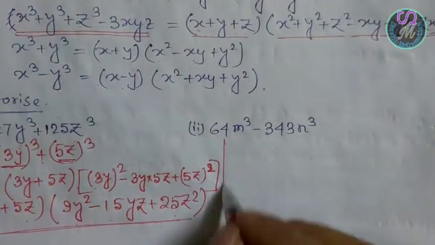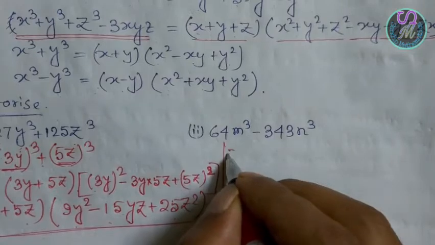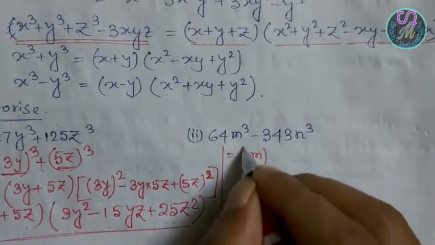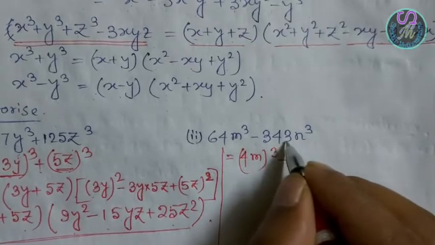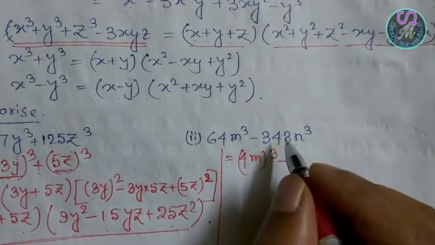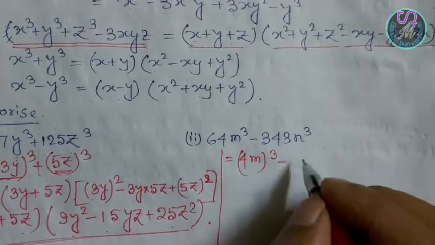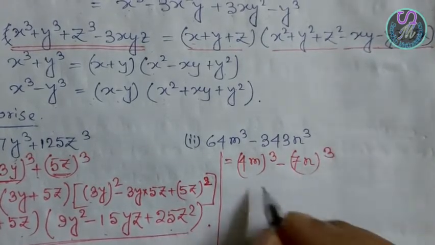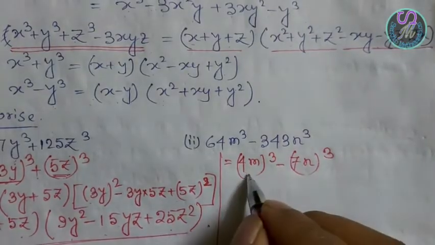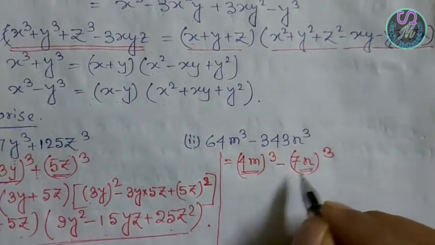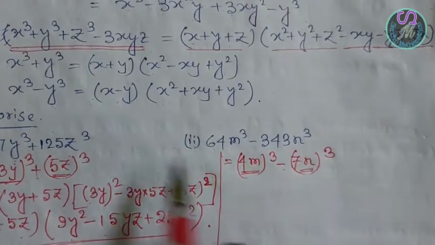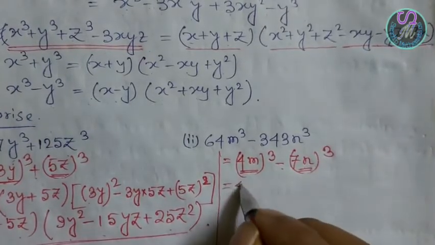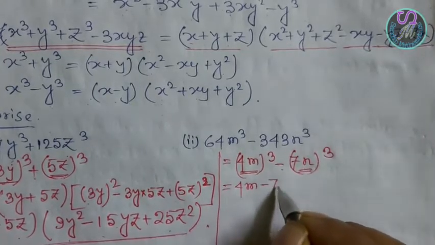Now the second one. The second one is 64m cube minus 343n cube. 64 means 4 cube, so 4m whole cube. 343 is the cube of 7, so 7 cube, that means 7n whole cube. So 4m cube minus 7n cube. So this one is x and this one is y. So x cube minus y cube. By identity number 10, x cube minus y cube is x minus y, and x minus y means 4m minus 7n.